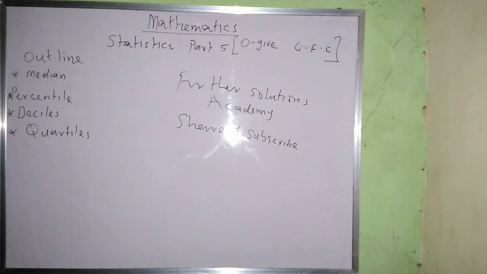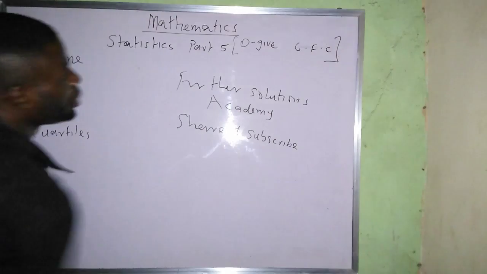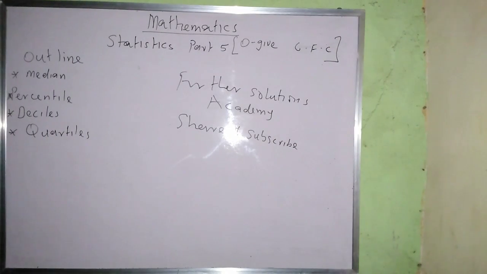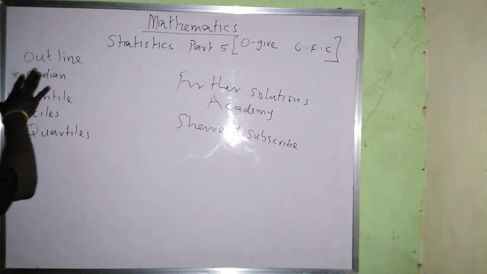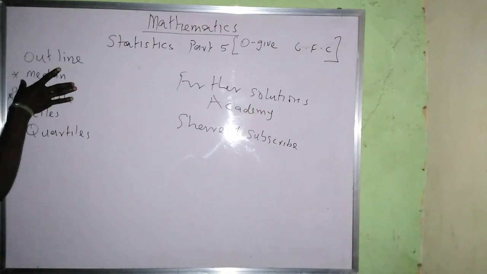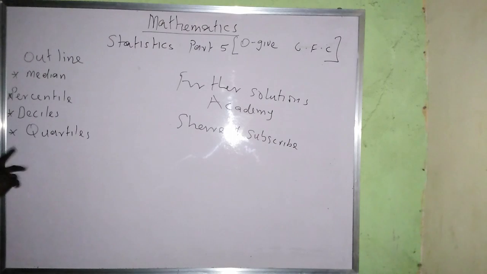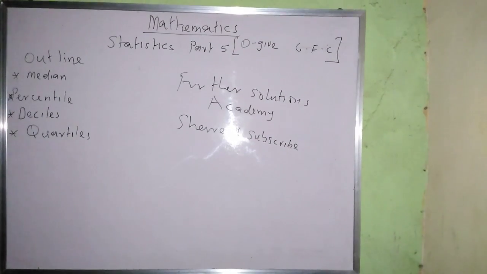In this video, I'll be walking you through statistics part 5, which is OGIF, the cumulative frequency graph. This is our outline. The first one, the median, how to trace our median on our OGIF, the percentile, decile, and the quartiles.